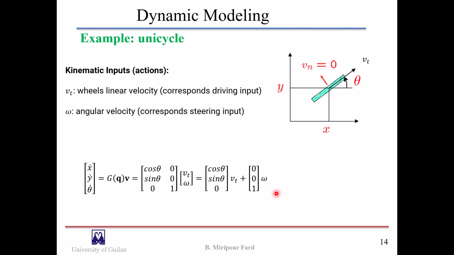The kinematic inputs or actions for the unicycle are Vt and omega. Vt is the wheel's linear velocity, and this velocity corresponds to the driving input. And omega is the angular velocity, and this angular velocity corresponds to a steering input. And we can write the kinematic model as you can see here, and we obtained this equation before in the kinematics section.